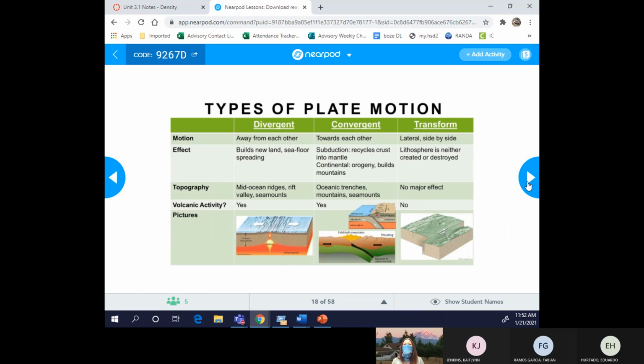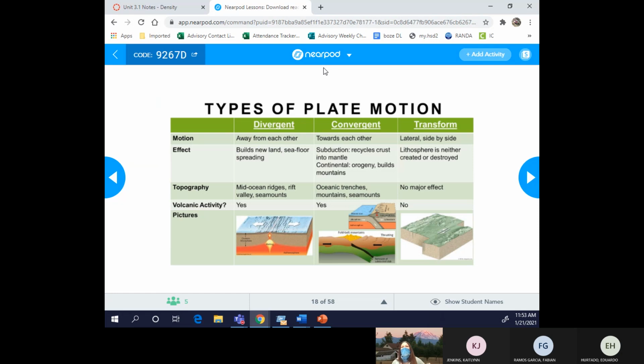All right, so in your notes you have this table: the divergent, convergent, and transform. These are the three types of boundaries that we'll be talking about, and there are subcategories that we'll get into in a second. The first one in this table is divergent. When you diverge, that means you move away.